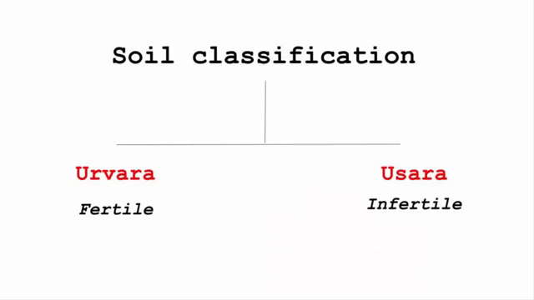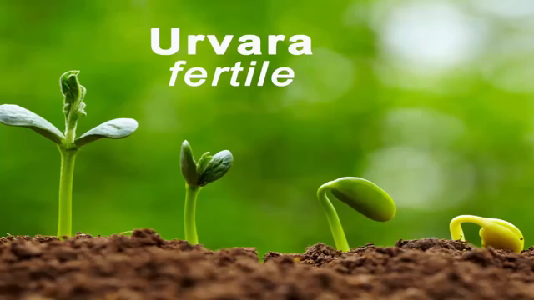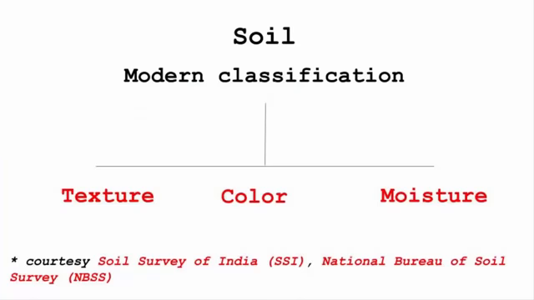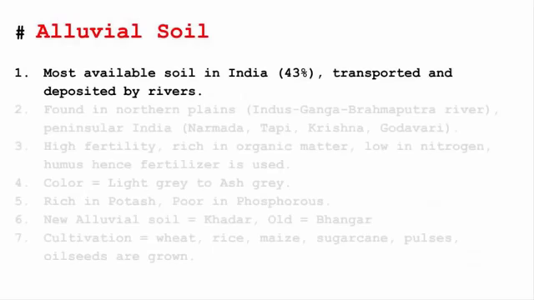In ancient times, soil was classified into two categories, the Urvara and the Usara. Urvara means fertile and Usara is the opposite of it, infertile. But today we live in a multi-dimensional world. Hence the classification of soil has gone much beyond, in terms of texture, color and moisture. And this all could be possible due to institutions like the Soil Survey of India and the National Bureau of Soil Survey. Now let's read about alluvial soil.